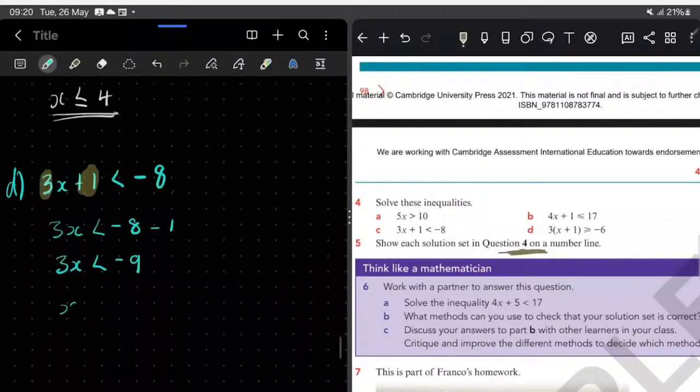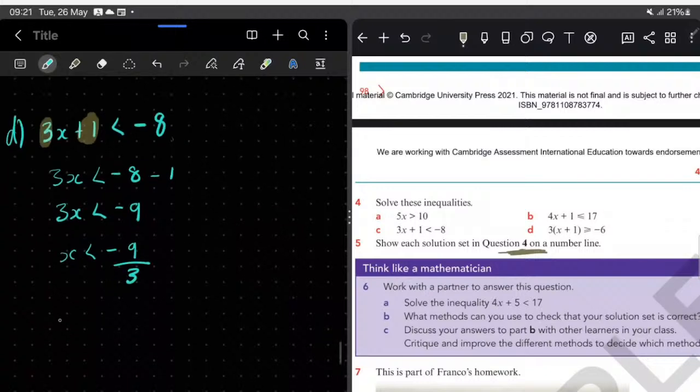Now you have x less than negative 9 divided by 3, okay? 3 goes to the other side to divide. You have x less than negative 9 divided by 3. You put it in your calculator, you should get negative 3. Are we together? Boys, are we together here?